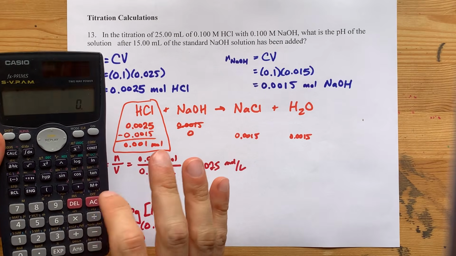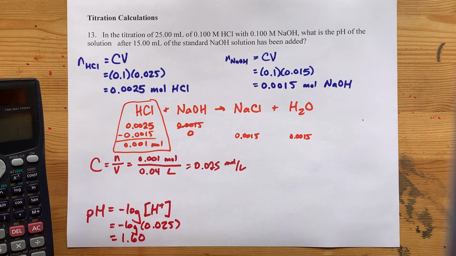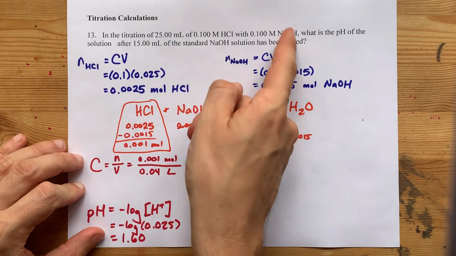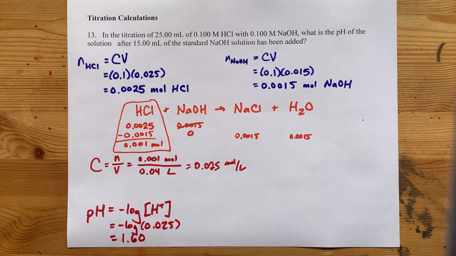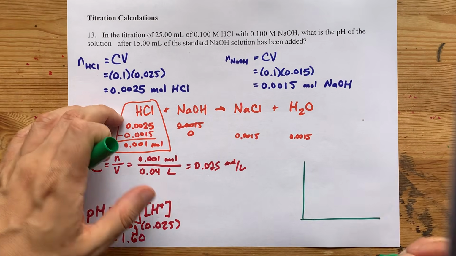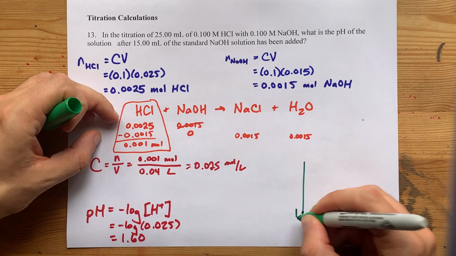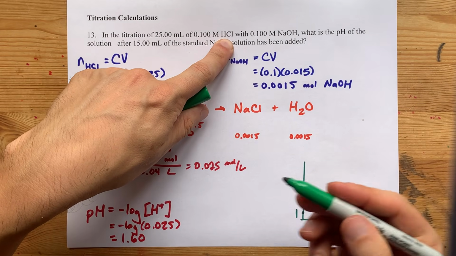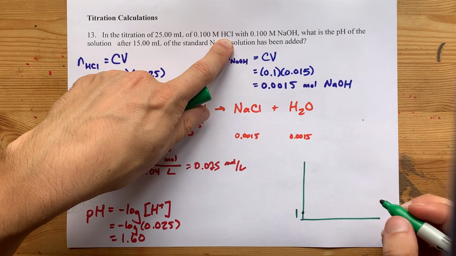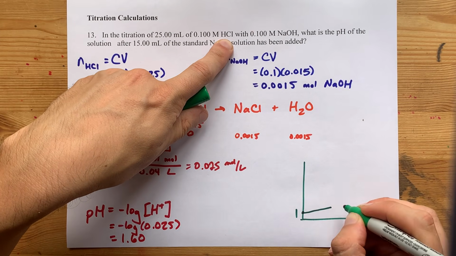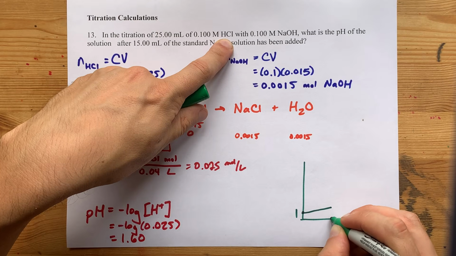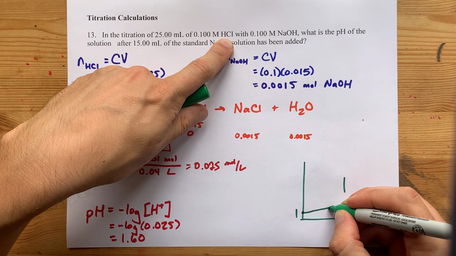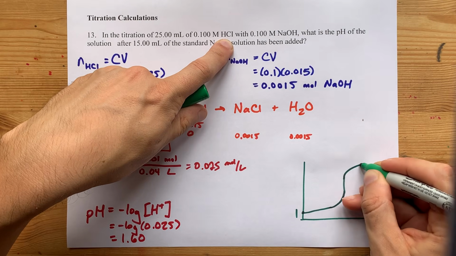If I take the negative log of 0.1 here, I'm actually starting at a pH of 1, and then I'm adding NaOH, so my pH is rising. If I was to draw a curve here, I'd have to start at a pH of 1. That's the pH of this concentration of HCl. Question 1 of the package. And then I'm slowly rising, and I'm getting to 1.6 by the time I'm 3/5 of the way to equivalence, which means the graph is probably going to look something like this.